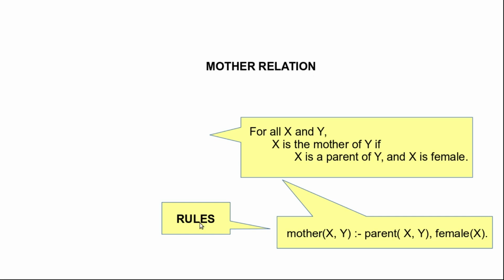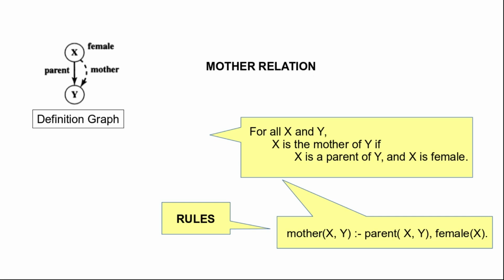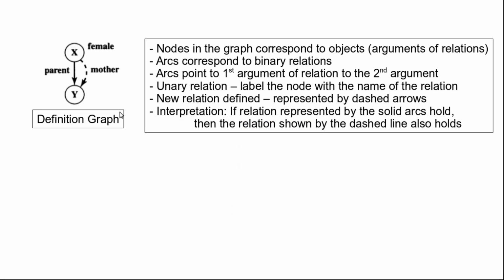We executed some programs and saw the outputs, but now to understand the rule, there is something called a definition graph, which helps to understand what the rule does, and it may also help you come up with the rule by first constructing the definition graph. So for the mother relation, this is how the definition graph looks. So let me first tell you what a definition graph is.